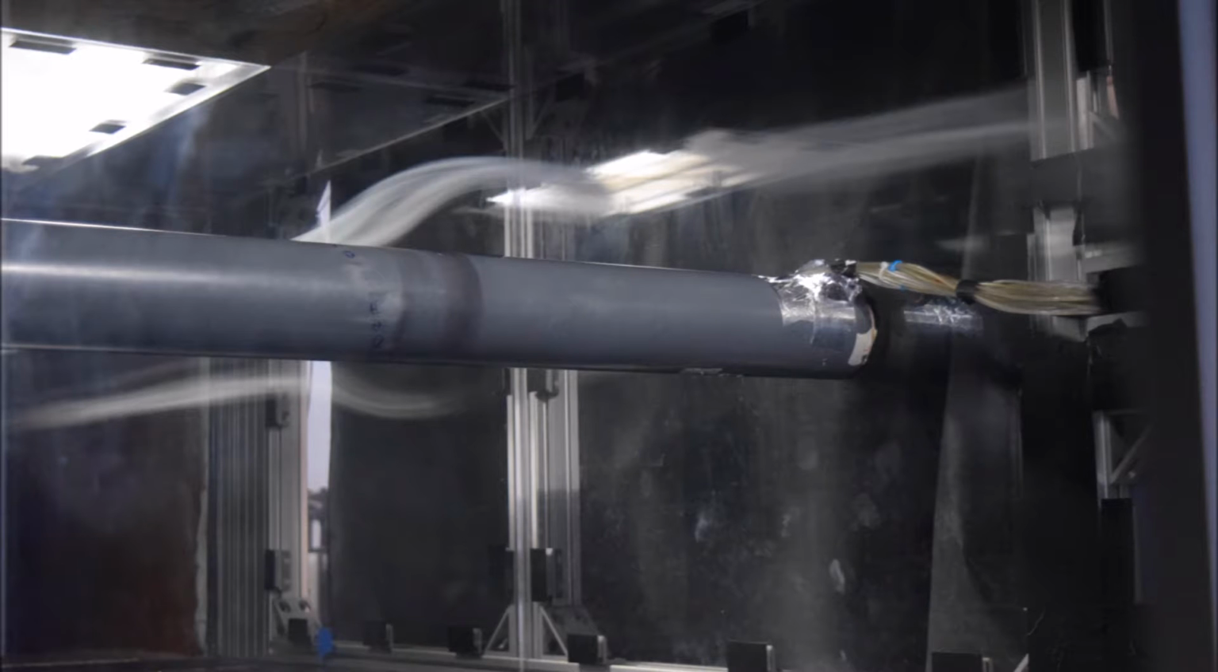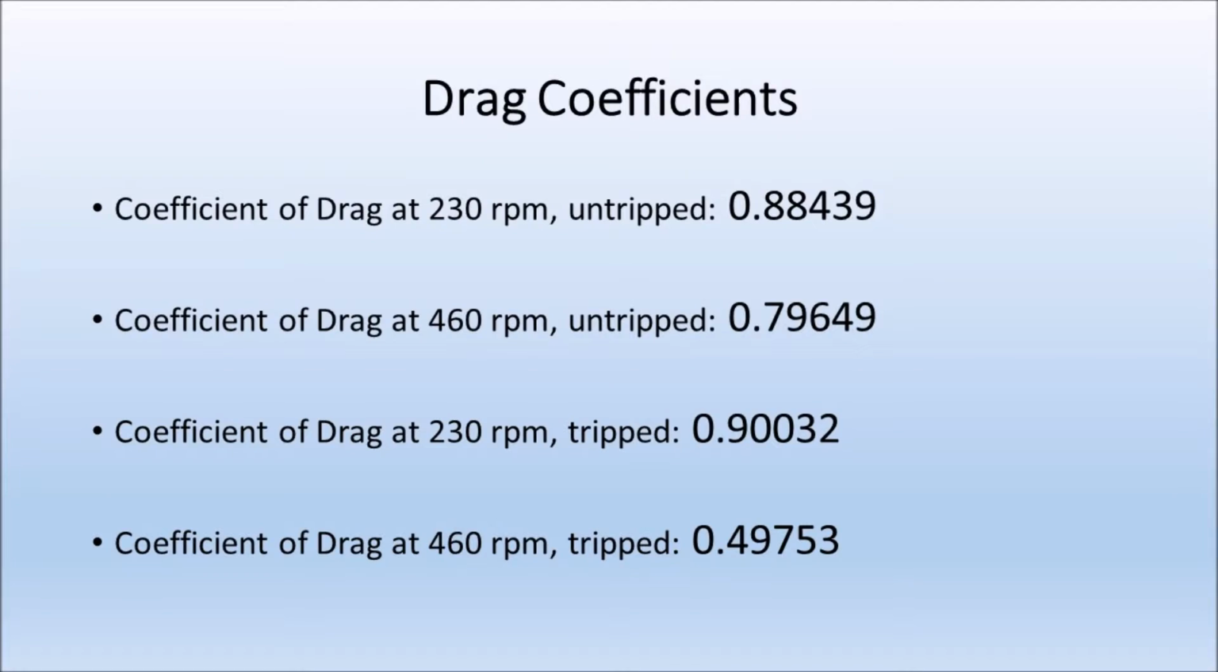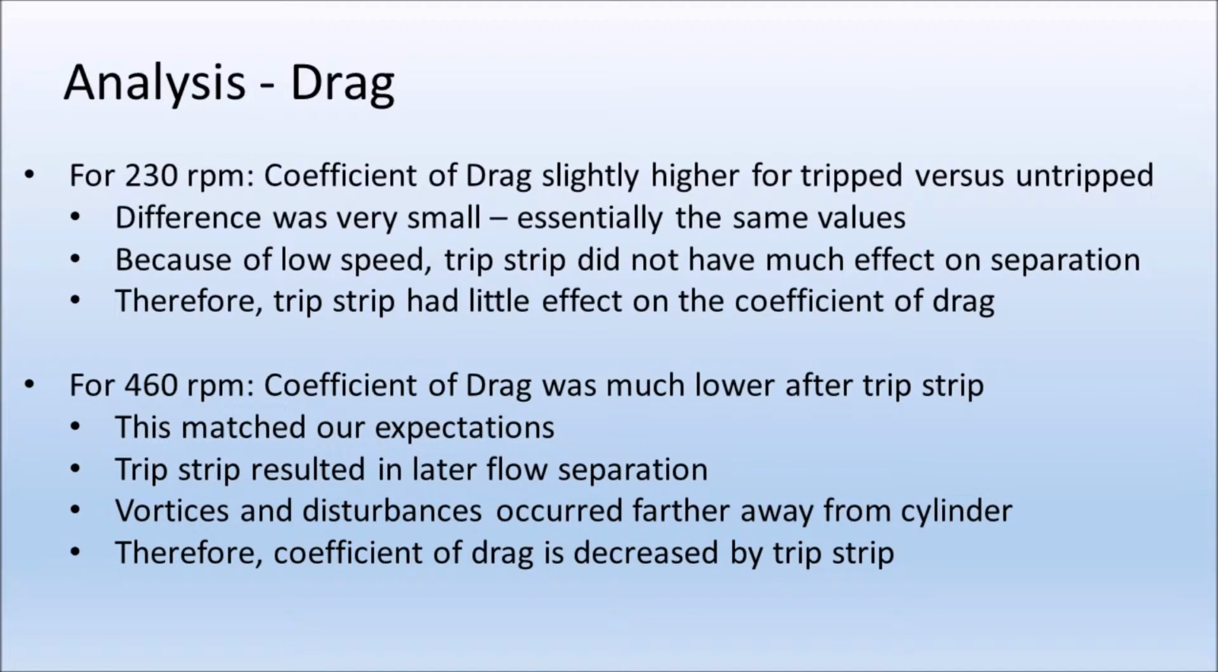when running at low speeds such as 10 meters per second, which is the wind speed produced by running the tunnel at 230 RPM. The final coefficient of drag calculated was at 460 RPM, which ended up being 0.49753. This met our expectations as it was much lower than all the other calculated coefficients.